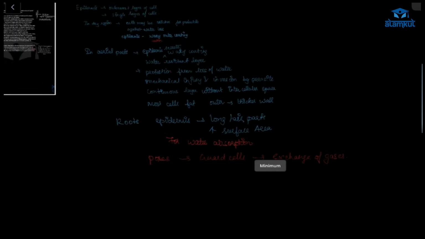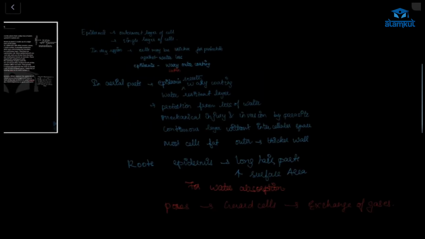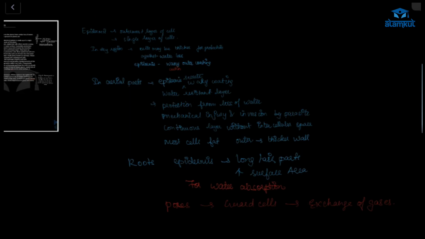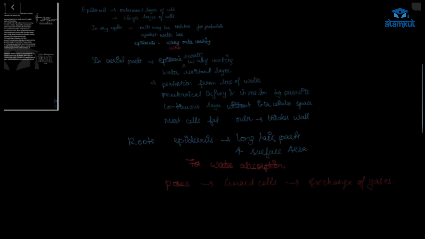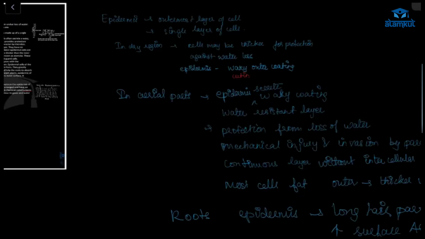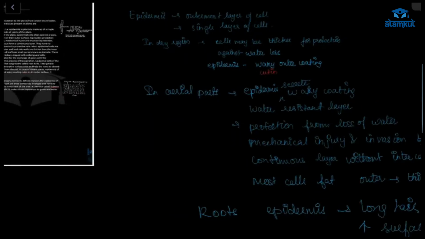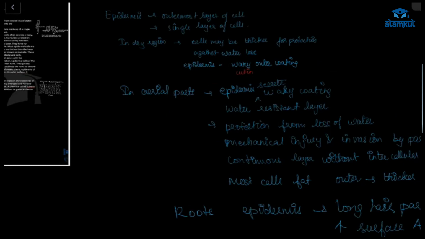Okay. Now, what is epidermis? Epidermis is the outermost layer of cells and it is a protective tissue, right? And it is a simple tissue. It contains a single layer of cells, and in dry region plants, they may have a thicker wall, right?